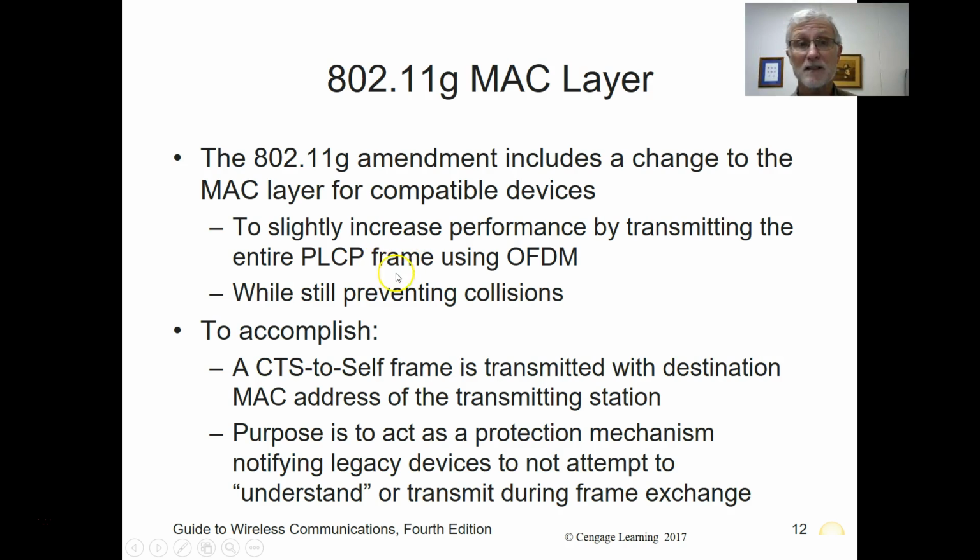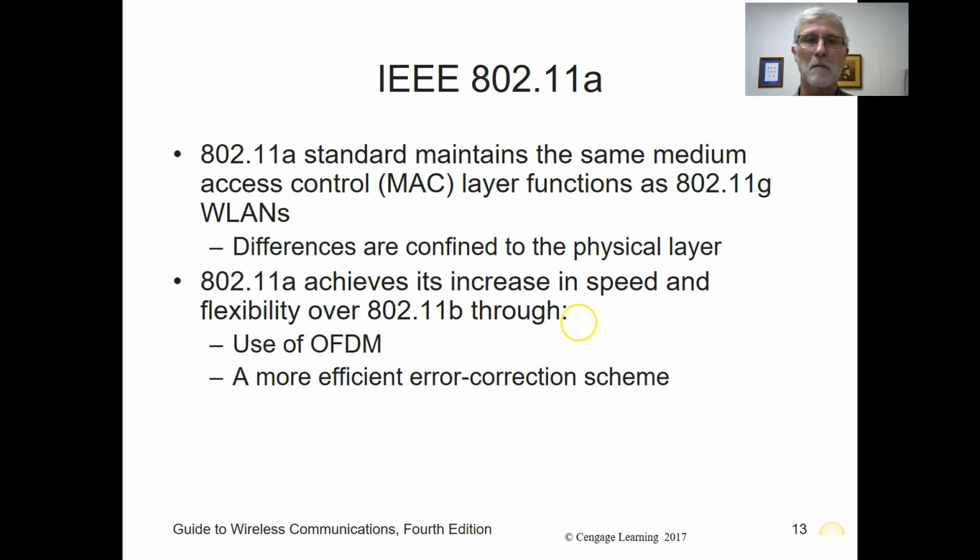Now to accomplish this speed up, I had to have this clear to send that we've talked about in previous lectures. So now you say, hey, I've got this clear to send, and it is transmitted with a destination. Where do I want to send it to? And the purpose is to act as a kind of protection mechanism to notify older devices: don't try to attempt to understand this support frame.